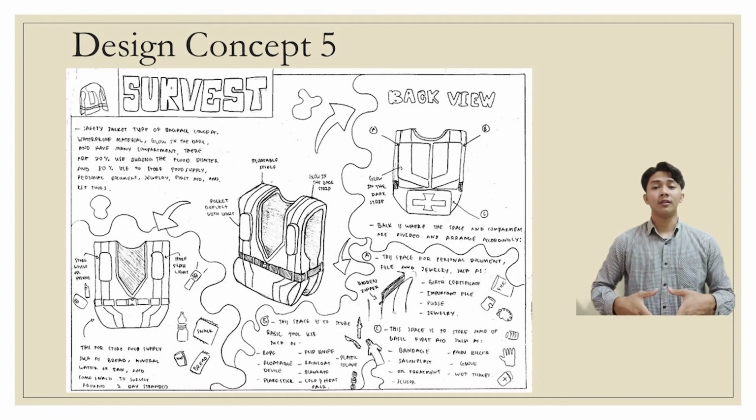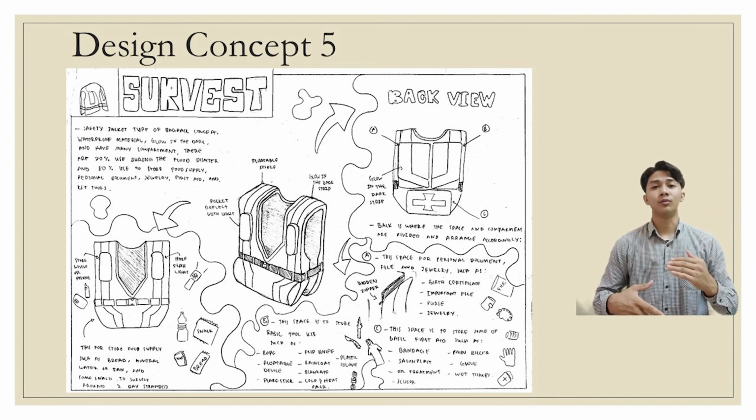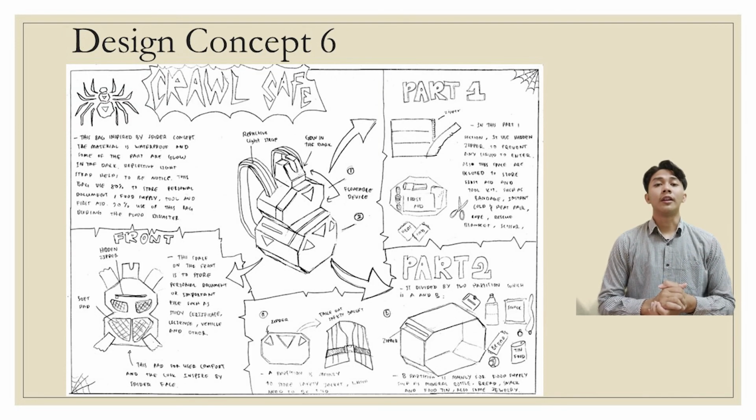At the front, it has a compartment to store some food, and the back has 3 compartments: left, right, and bottom. The bottom is for first aid, and the left and right are for personal documents and also the survival kit tools.